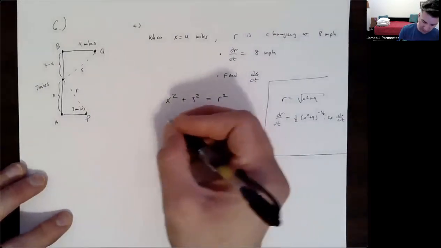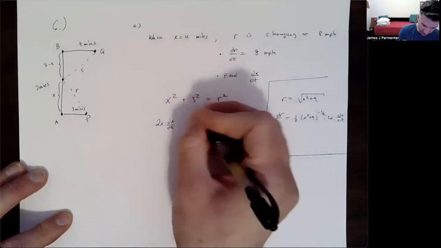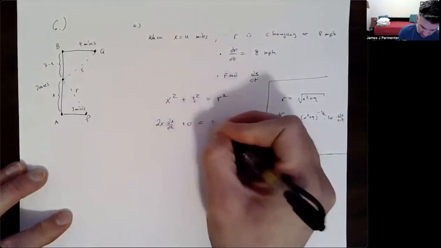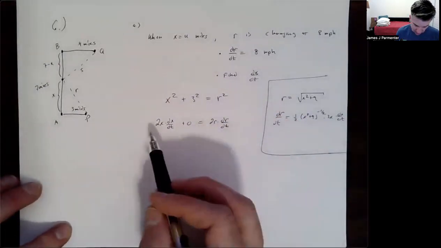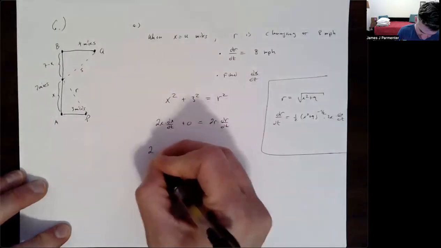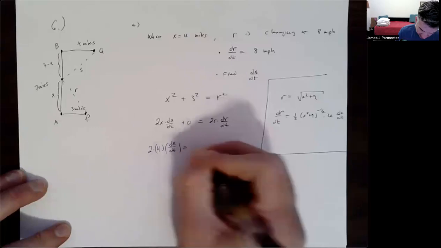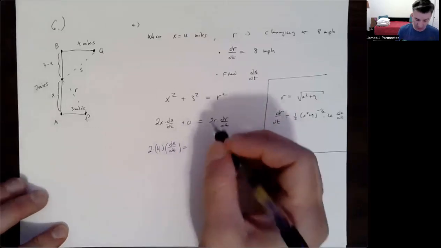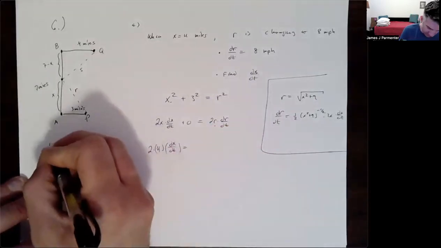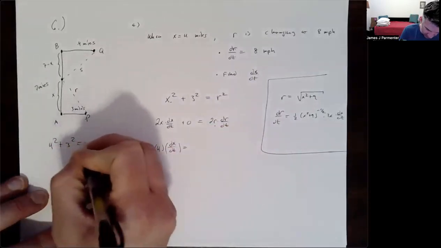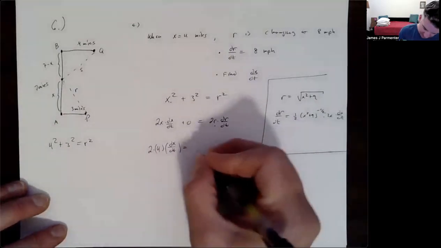So the derivative here is going to be, well, left side 2X dx dt. Derivative of 9 is 0. Derivative of R squared is 2R times dr dt. Plug in what you know. So I know that X is 4 miles. I'm trying to find dx dt. I actually don't know what R is. I'm going to use this equation here and plug in X equal to 4 and say that 4 squared plus 3 squared equals R squared. So R is going to be 5 because it's the square root of 25, which is 5.